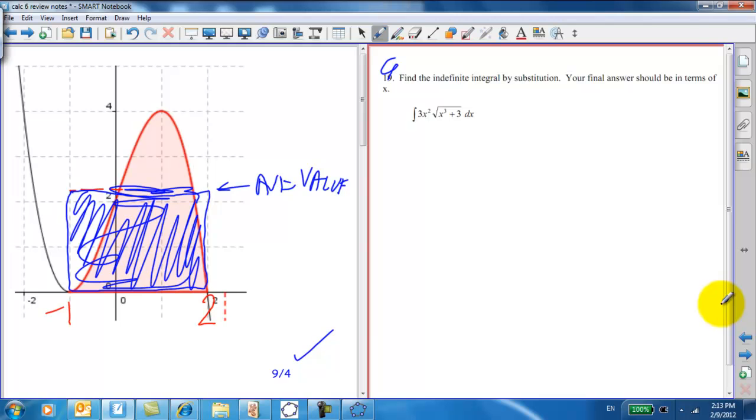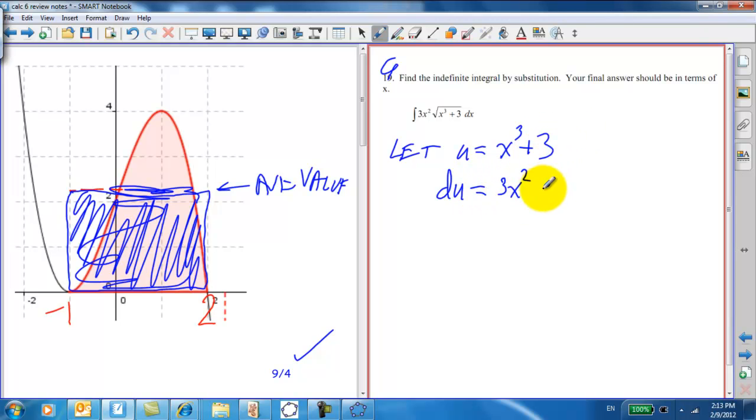Finally, number 9. Find the indefinite integral by substitution. Your final answer should be in terms of x. Okay, so we don't have limits of integration here. We're doing the antiderivative. The nasty thing here is this thing inside the square root. So let's let u equal the thing inside the square root, x cubed plus 3. And so du is 3x squared plus 0 over the 3 there, dx. And isn't that handy? We've got the 3x squared dx right there.